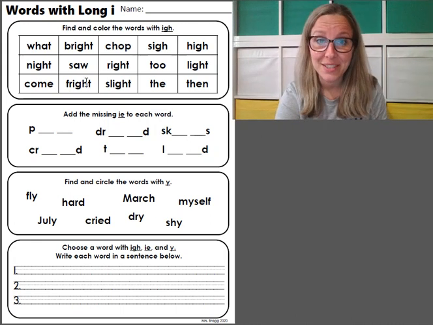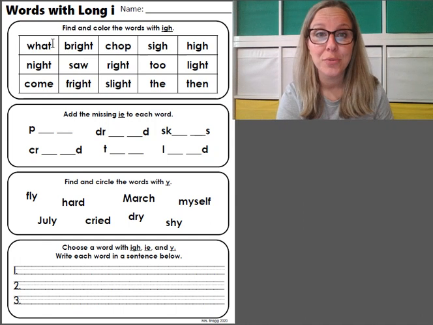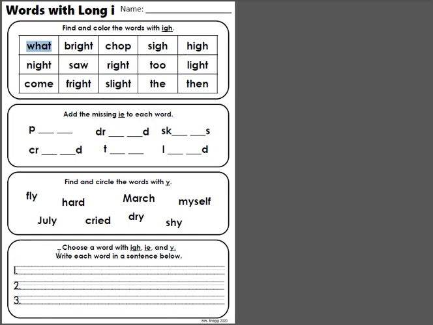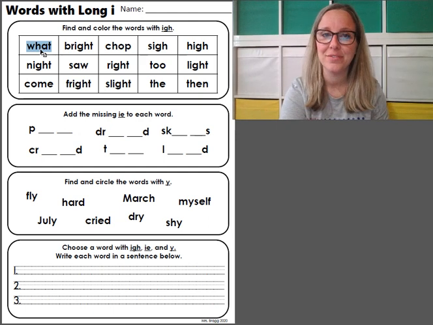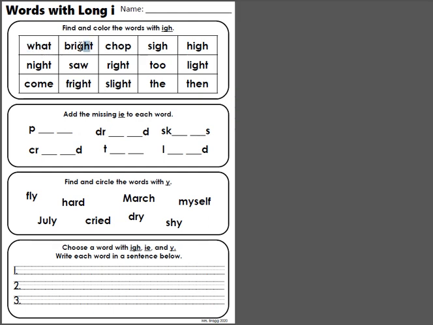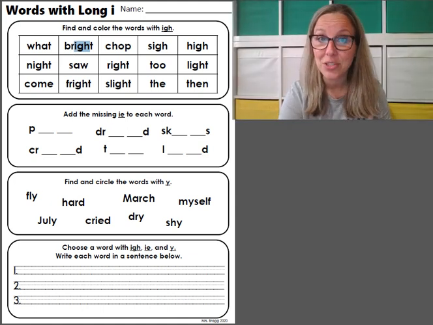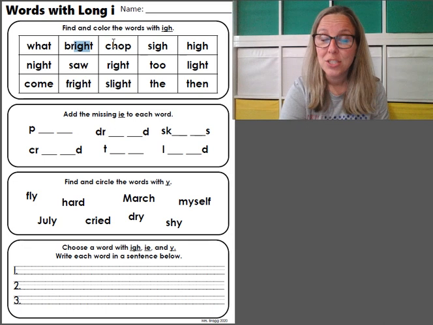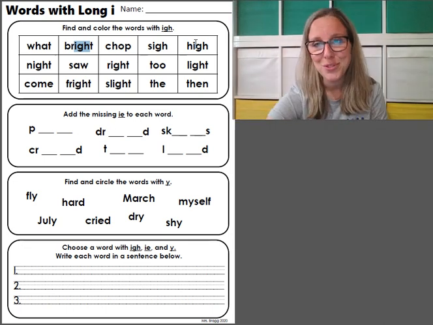All of the words here that have that IGH in them. So for example, what does not have IGH, so you'll leave it alone. Bright has that IGH right in the middle, so you will color that box and you'll go through and read all the words. Chop, sigh, high, and I know that you can read these words.